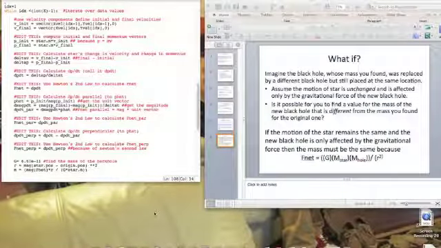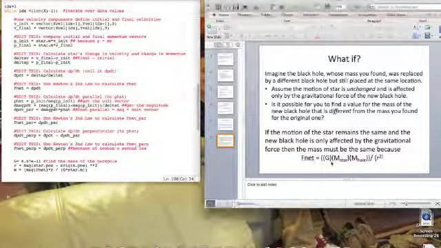If a new black hole were placed in the same location and the star's motion remained unchanged, is it possible to find that the new black hole has a different mass? It's not possible, because it must be the same mass, because no other variables are changing in this F net equation.